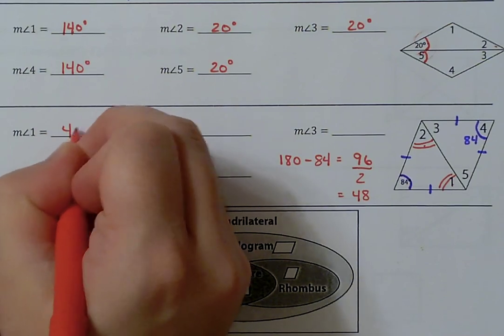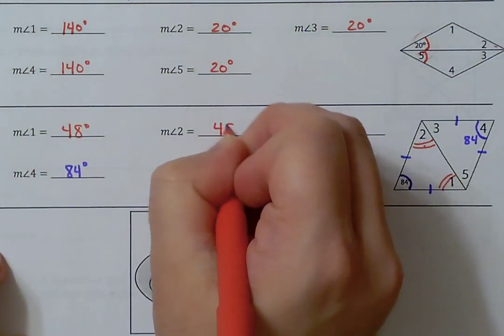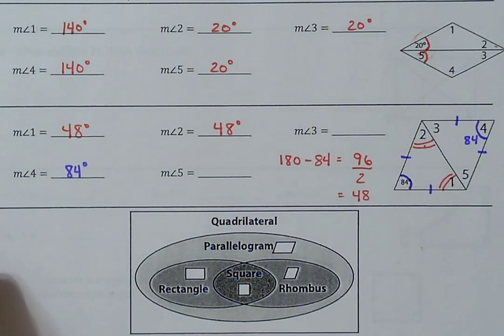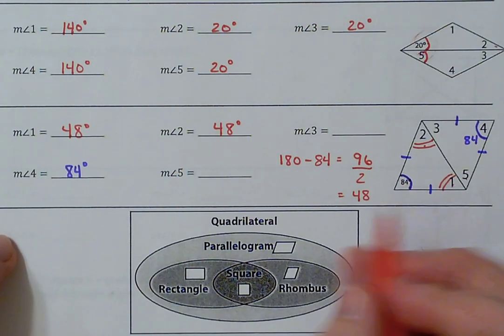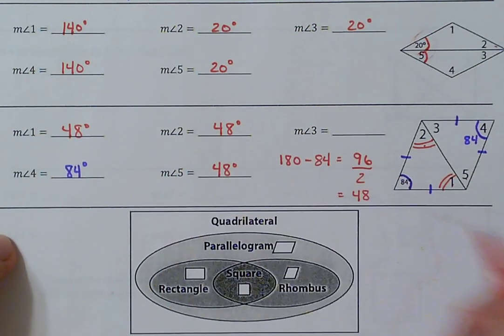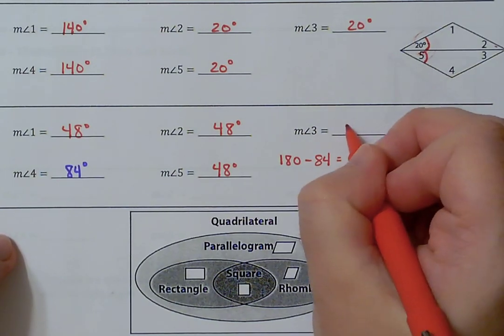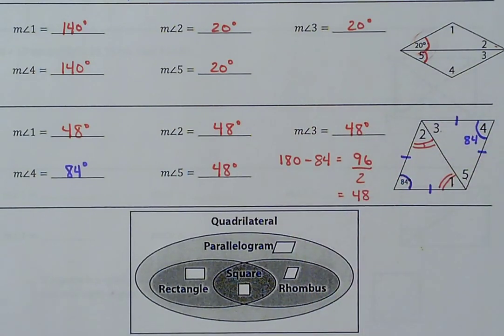This means I know the measure of angle 1 is 48, measure of angle 2 is 48, and because I know the diagonal bisects these angles, that means I know 1 and 5 are congruent, so they're both 48, and I know that angle 2 and 3, that was bisected originally, they're both 48. And that is how we do part C. So that is really the gist of our notes for today on section 9.3 on properties of rectangles, rhombuses, and squares.